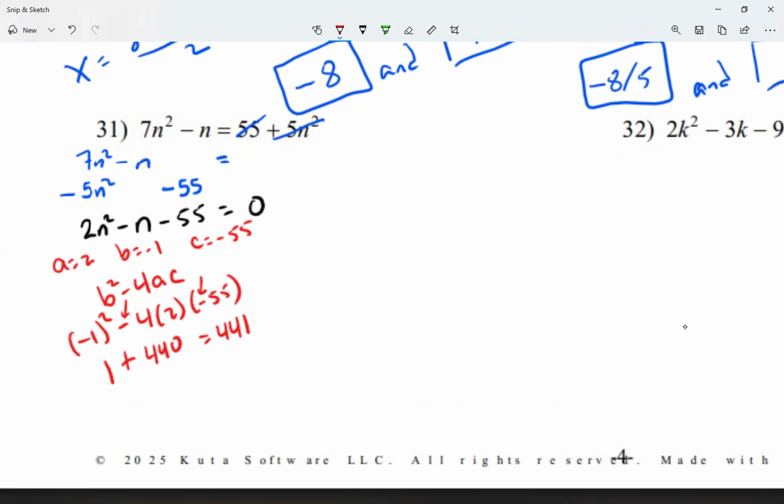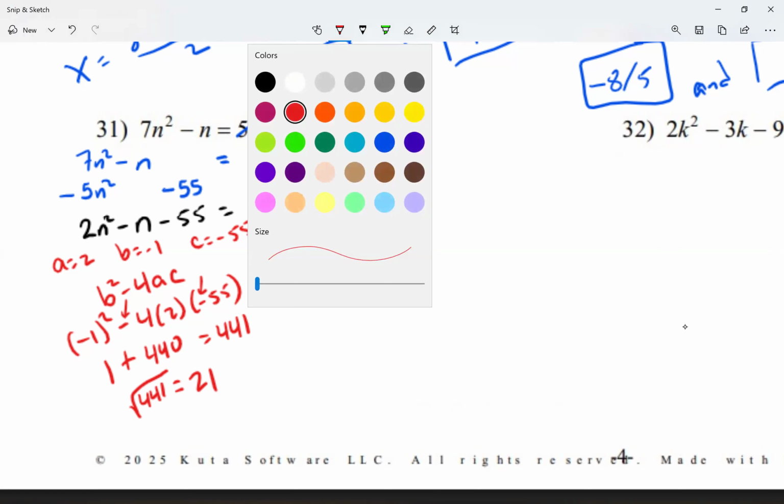I expect two real solutions. I even get the square root of 441. I use my calculator. That happens to be 21. This is the hard part. Then I remember my distributive property.